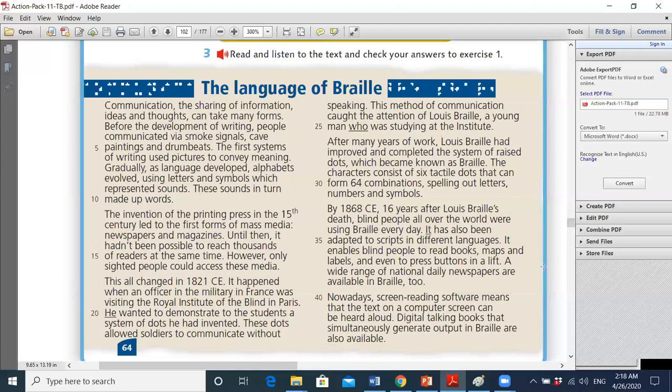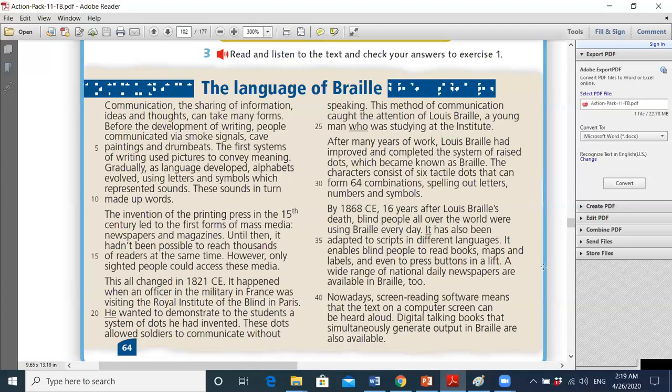Actually, he lost his sight after an accident when he was very, very young. But he was very clever and bright. So he proved that he was worthy of continuing his studies, and he went to this institute of the blind in Paris. And when he saw this officer presenting the raised dot system, this gave him an idea. So he improved. Improved means he made it better. And he completed, because this system that the officer thought of was a very simple system, but Louis Braille improved it and completed it. And he presented a system of raised dots.